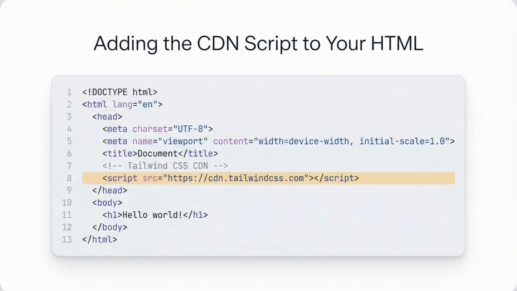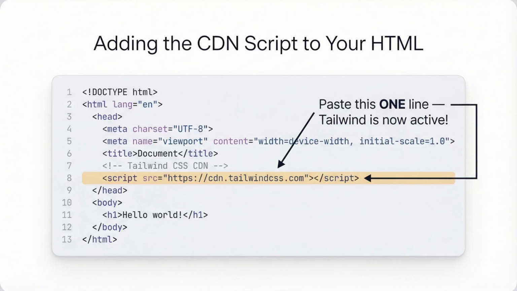Here's what it looks like in practice. You take your standard HTML boilerplate file, your index.html, and inside the head section, you paste the Tailwind CDN script tag. Once that line is in your file and you open it in a browser, Tailwind is active. You can immediately start adding Tailwind utility classes to any element on the page. It really is just that one line. The browser loads the Tailwind CSS library from the CDN, and from that point on, every Tailwind utility class you write in your HTML will be recognized and applied. This is why the CDN method is so popular for learning. You get instant results without any setup overhead.